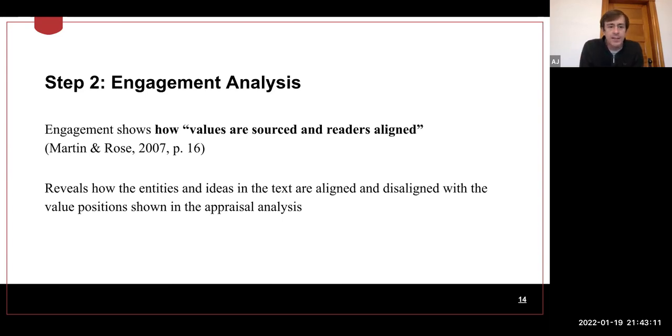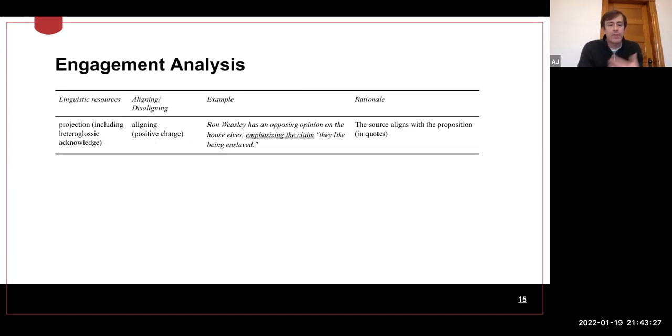But engagement analysis shows us how values and sources are sourced and readers are aligned. It shows how the entities and ideas in the text are aligned and disaligned with the previous value positions that were shown in the appraisal analysis. So we have 4 linguistic resources that we use in addition to appraisal to accomplish this.